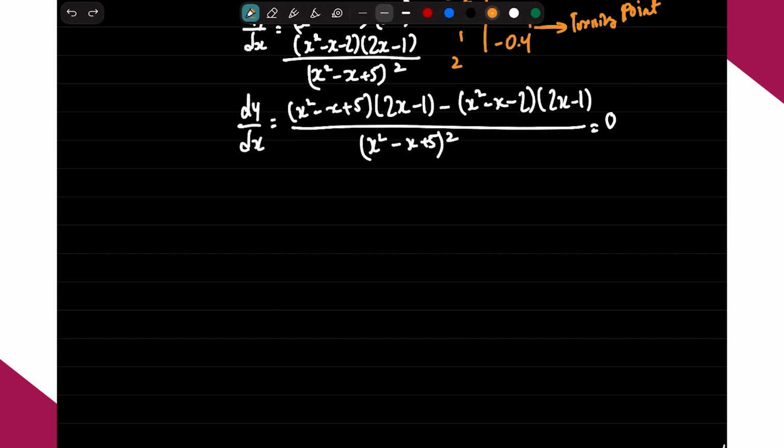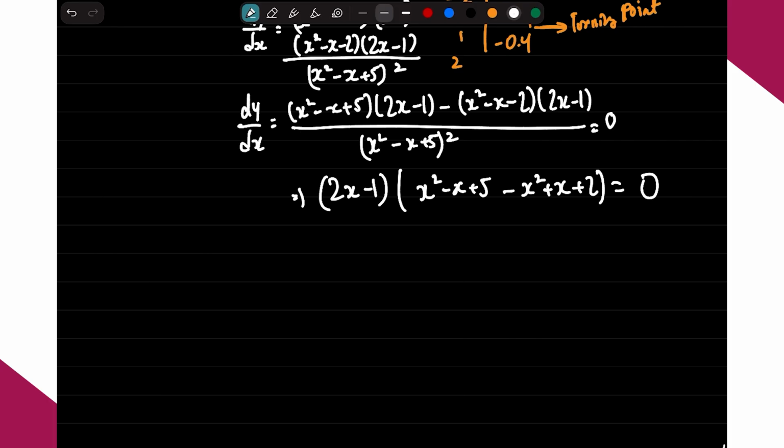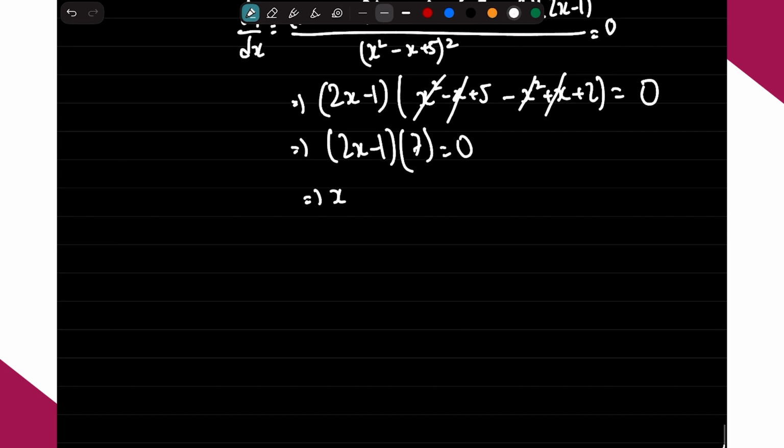In fact, we can actually solve for this by just doing this 2x minus 1. And then you've got x squared minus x plus 5 minus x squared plus x plus 2 is equal to 0. We could start solving for them, and then we can simply cancel this out, and 6, 7. Oh, okay. So we technically have solved it to be x equals to half. And for this particular value, I'm going to go ahead and change the value to half.